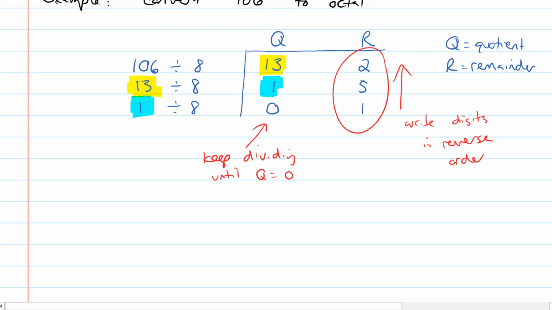And from that we can conclude that 106 base 10 is equal to 152 base 8. And if you go back and look at the beginning of the video, we had converted 152 base 8 to get 106 base 10, and so we're quite satisfied that we know how this works. We can now convert back and forward between the octal system and the decimal system.